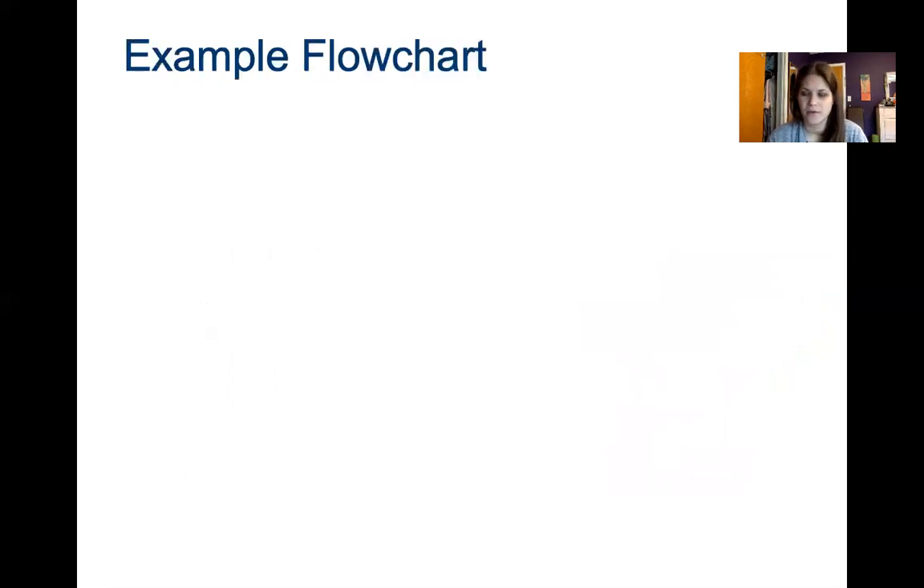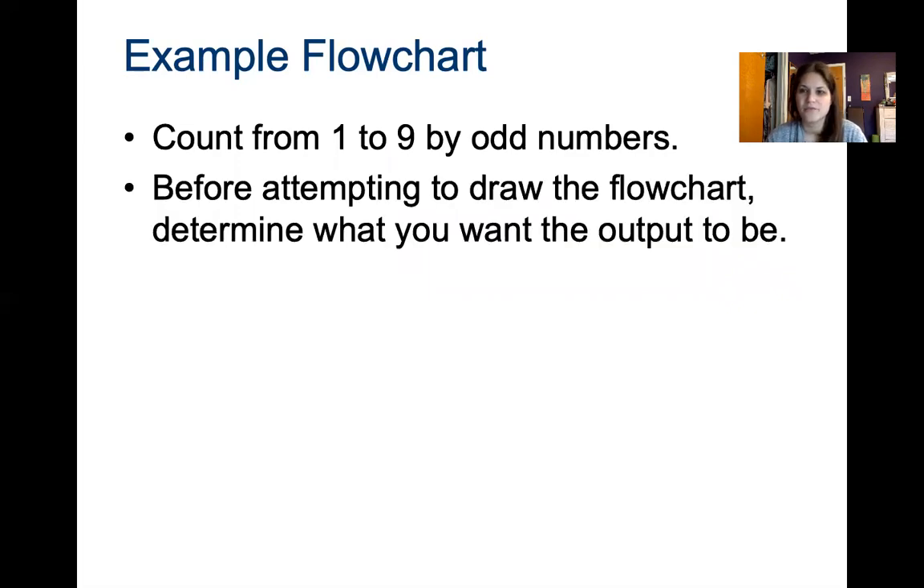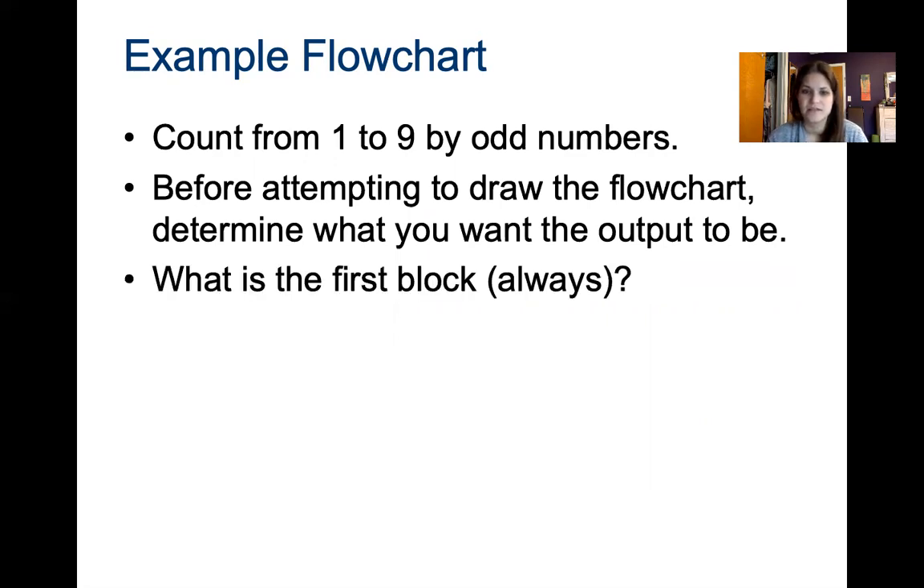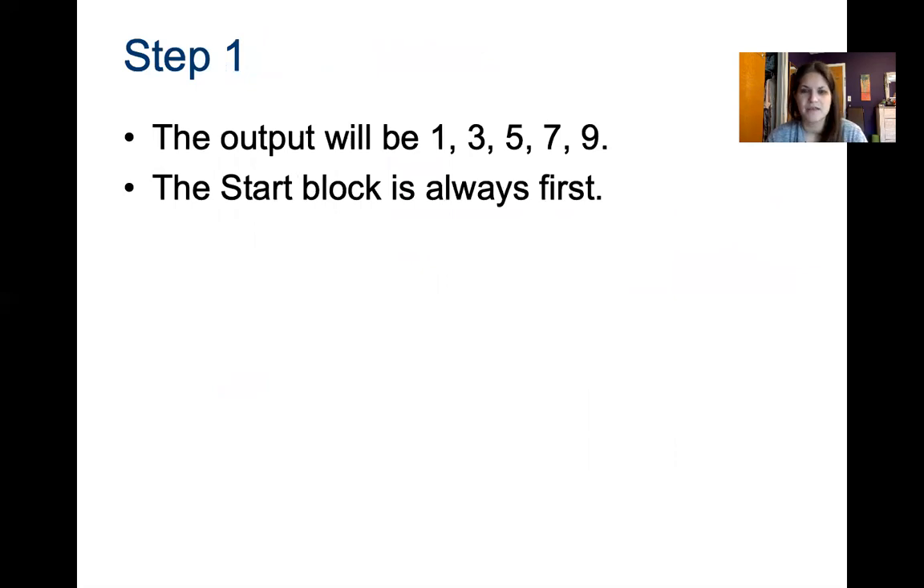Here's an example. So for this example flow chart, we want to count from 1 to 9 by odd numbers. And before we start actually drawing that flow chart, let's determine what the output is going to actually be. And let's determine what first block we need to use. Okay, so our goal is to count by odd numbers from 1 to 9. That means our output is going to be 1, 3, 5, 7, 9.